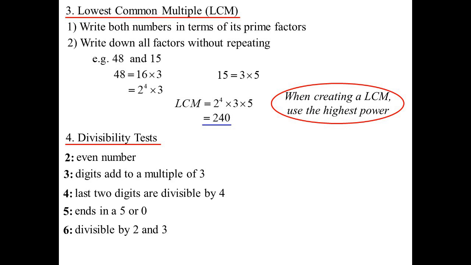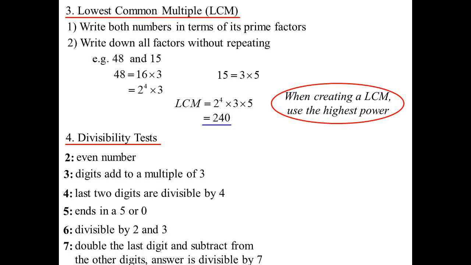Now here's the one. This is the first one where people go, ooh, 7. This is tricky. There it is. Double the last digit and subtract it from the other digits, and if that answer is divisible by 7, then the whole number is divisible by 7. Whoa, let me show you what I mean. Give me a number, please don't say 14 or something like that. Give me a number which is divisible by 7. Grab a calculator, pick a number, multiply by 7, tell me what the number is.